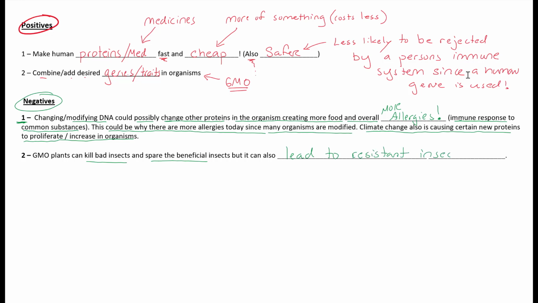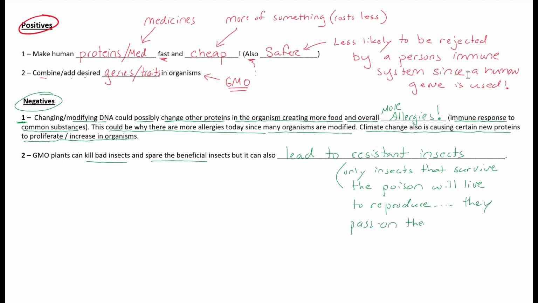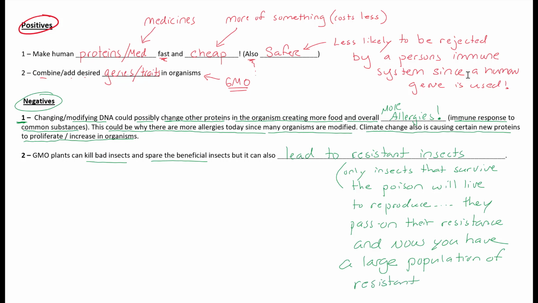And GMO plants, they could also create resistant insects, because only the insects that bite the plants will die. But some of them that bite the plant won't die because they're resistant. And those bugs that are resistant to the poison, they'll live long enough, pass on their resistance, and you'll have a large population of resistant pests, I'm sorry. That's a little segue into evolution.